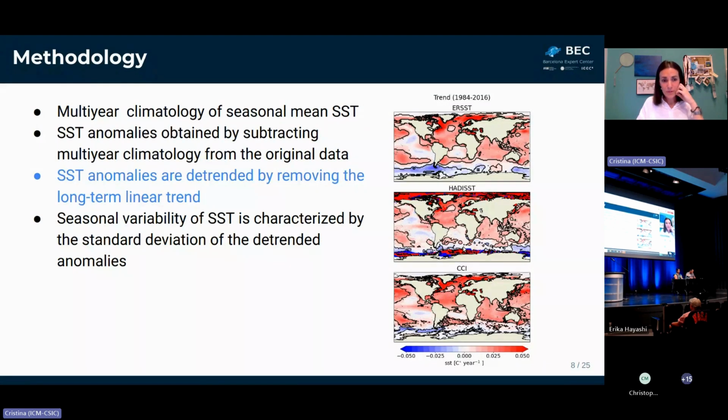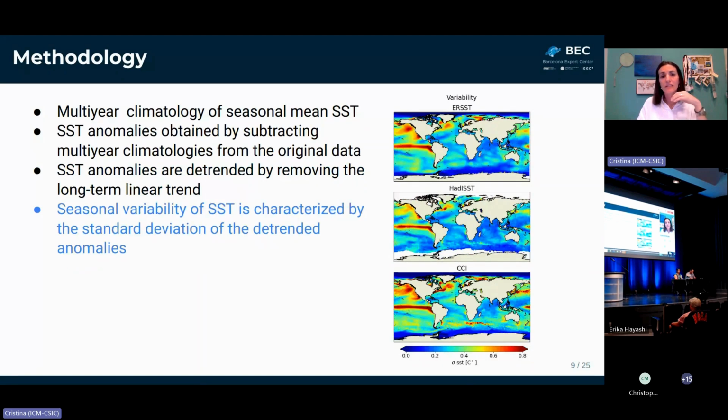Then we studied the seasonal variability of SST, characterized as the standard deviation of the detrended anomalies. Here you can begin to see some differences, especially in the high variability regions, such as the western boundary currents, the Gulf Stream and Kuroshio, for instance, and especially here in the Agulhas region.